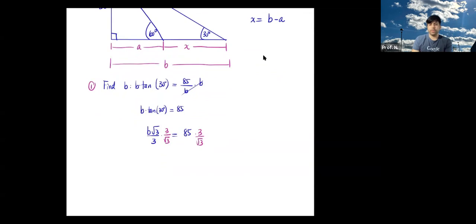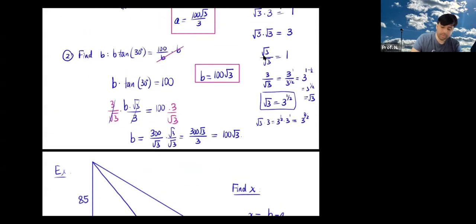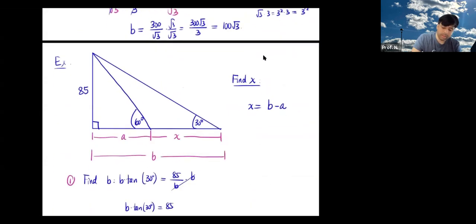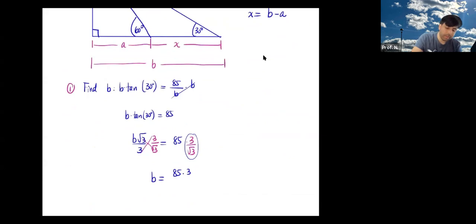We multiply by reciprocals. So these cancel here, and I'm left with B is equal to 85 times 3 over rad 3, but 3 over rad 3, like we just saw, is rad 3. So 3 divided by rad 3 is rad 3. So I can go straight into this. And I know this is going to be 85 rad 3. I know for a fact that's what B is.